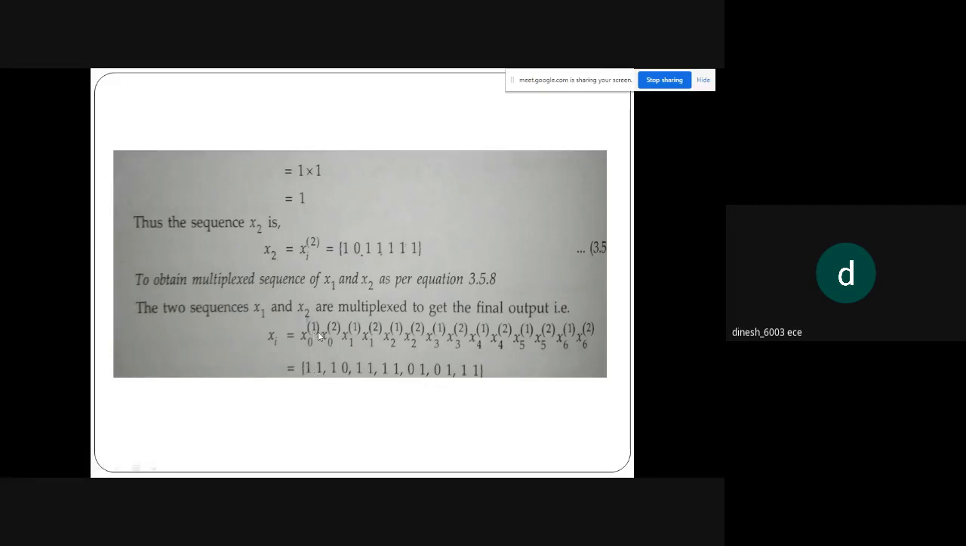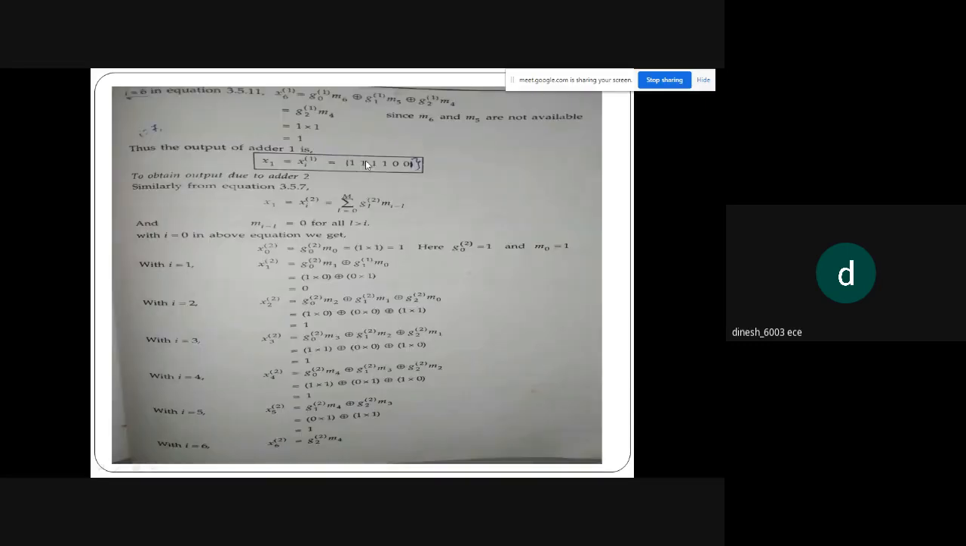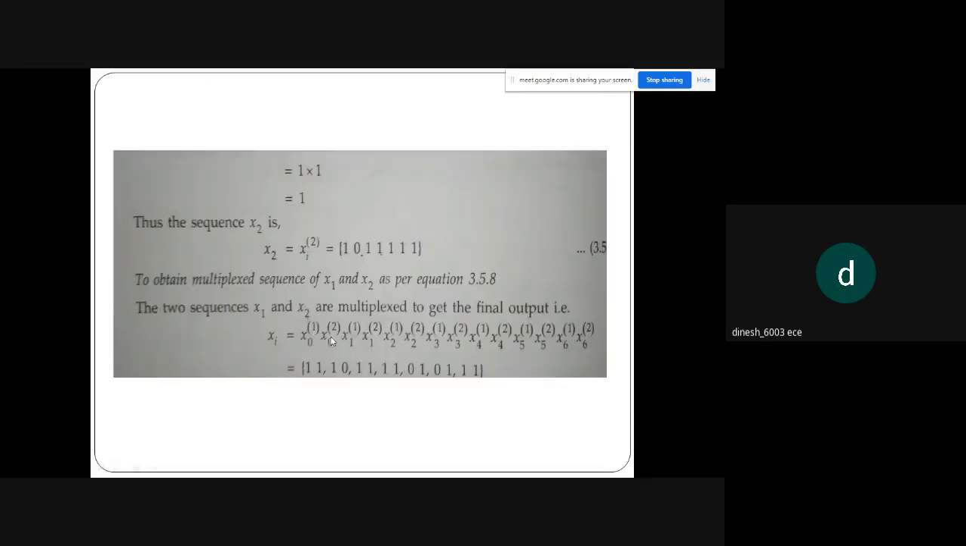So x0 of 1, you can see what it is, 1. x0 of 2 is 1, so write it. Similarly, x1 of 1 is 1, x1 of 2 is 0, so write it, comma for x2, then comma for x3, comma for x4, comma for x5 till x6. So this is the final output x_i for this particular problem.